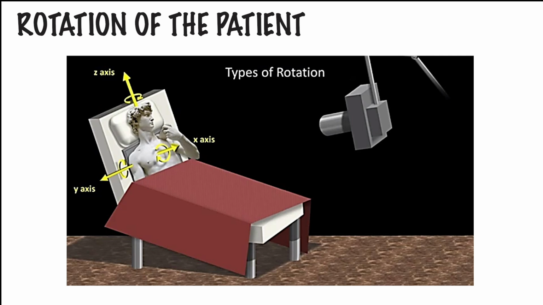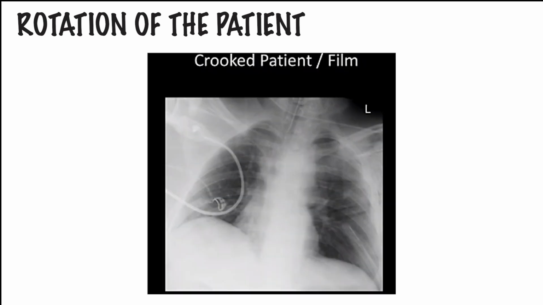In this film, the patient often looks crooked, and a consequence of this is that the costophrenic angles may not be visible and the gastric bubble and intraperitoneal free air may not be readily visible. Here is an X-ray of a patient rotated along the x-axis.